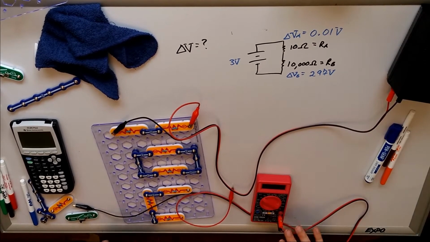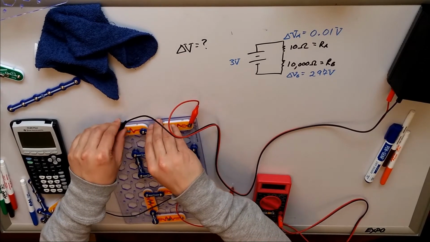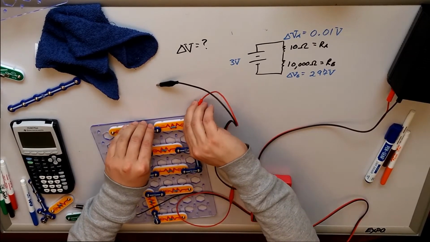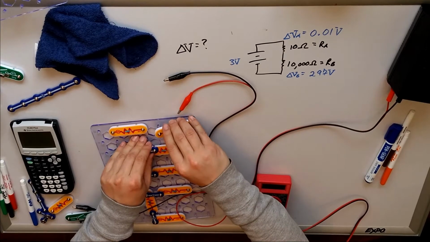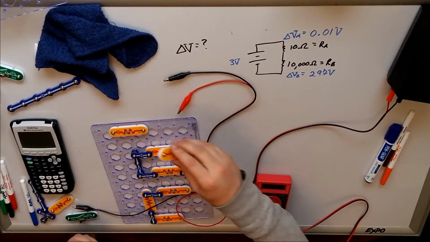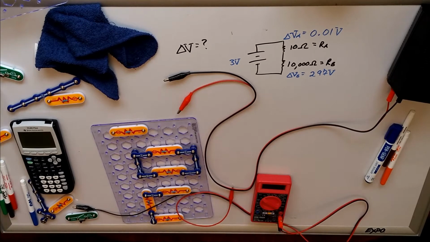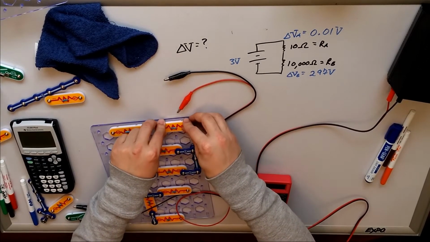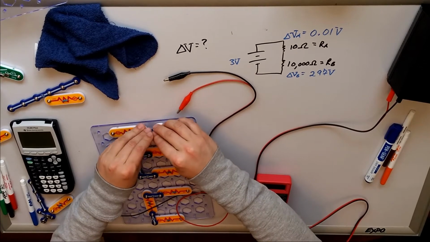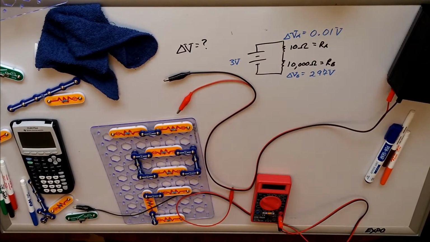Let's try something. Let's switch this out. So the 10K seemed to be the one that had a really big potential across it, whereas the 10 ohm didn't have much of one. That's another 10 ohm. Let's see. Why do I have so many 10 ohms? Here we go. Here's a 1000 ohm resistor. So instead of a 10 ohm, we're now bumping this up to a 1000.